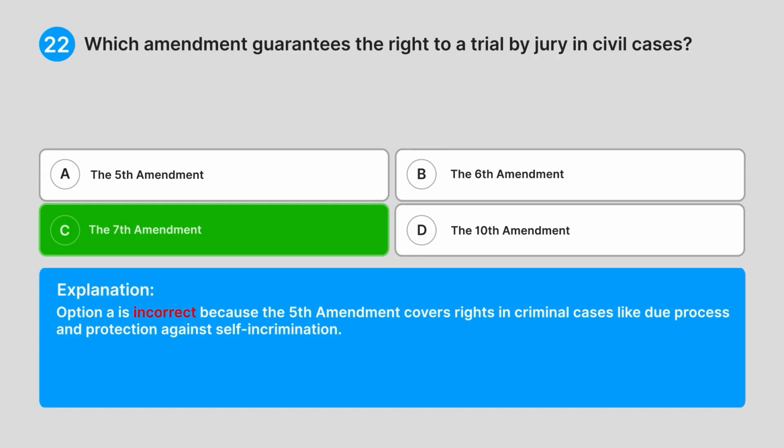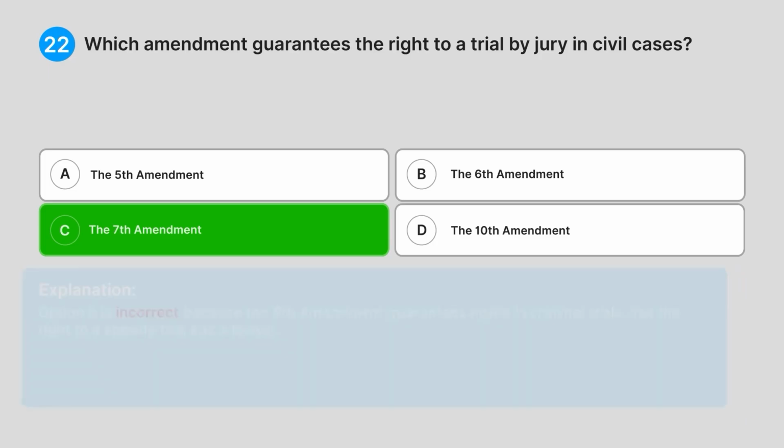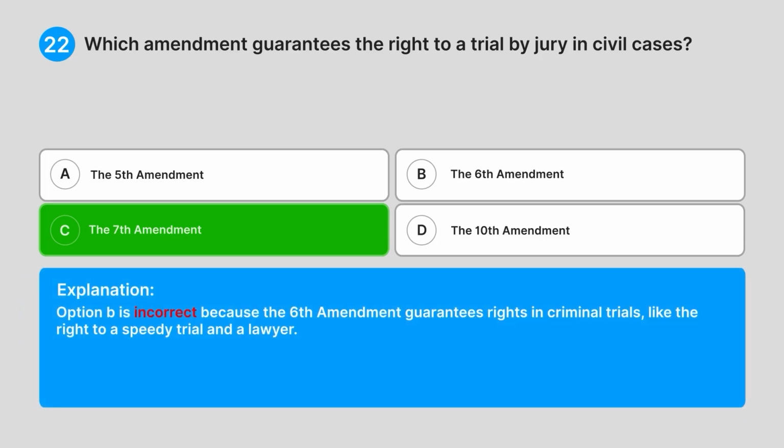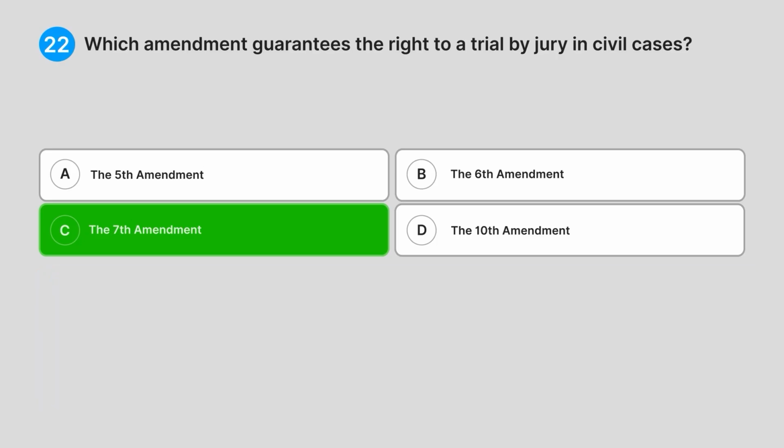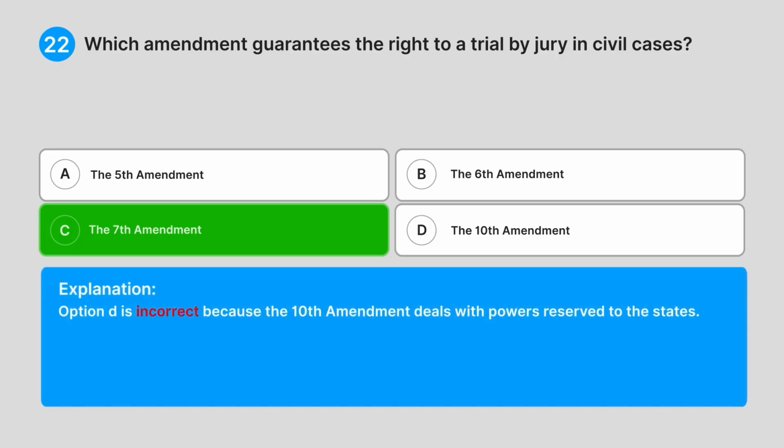Option A is incorrect because the Fifth Amendment covers rights in criminal cases like due process and protection against self-incrimination. Option B is incorrect because the Sixth Amendment guarantees rights in criminal trials, like the right to a speedy trial and a lawyer. Option D is incorrect because the 10th Amendment deals with powers reserved to the states.